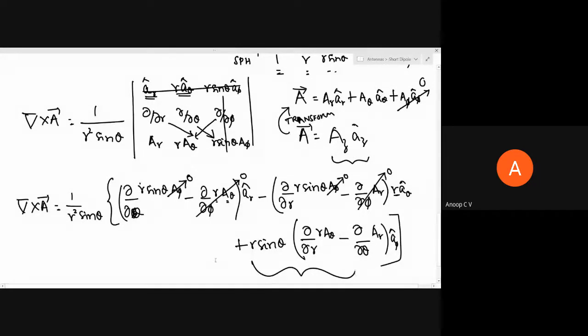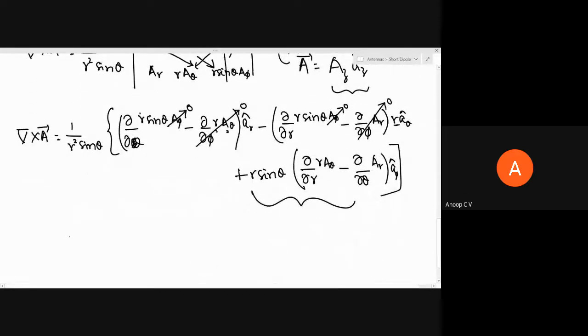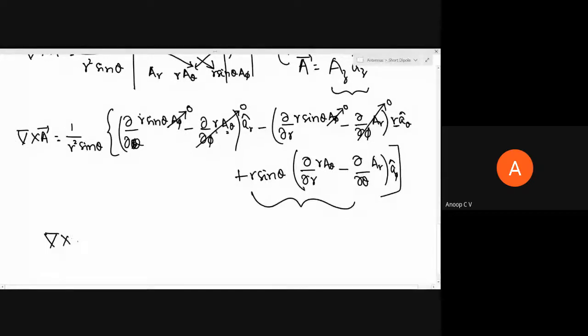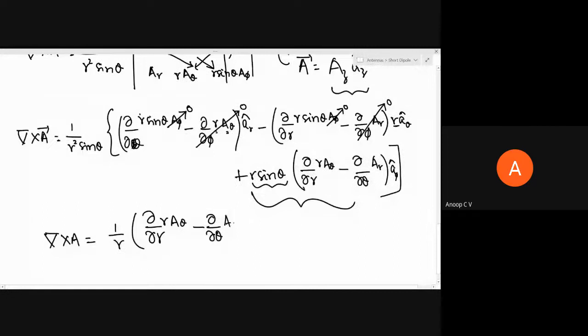So finally what will survive is del cross A equal to, so this r sin theta is there, r sin theta divided by r square sin theta. So it will be only 1 by r that survives. Then dou by dou r of r A theta minus dou by dou theta of A r along A phi cap.